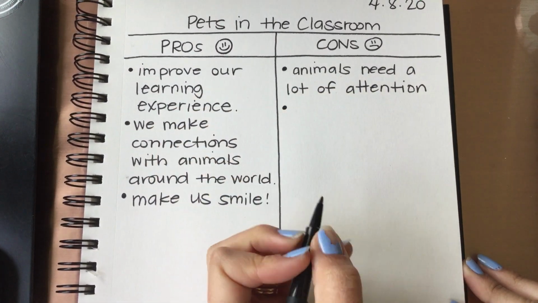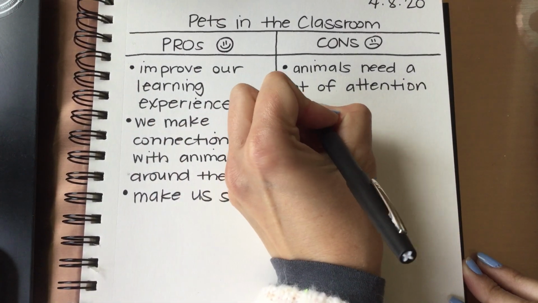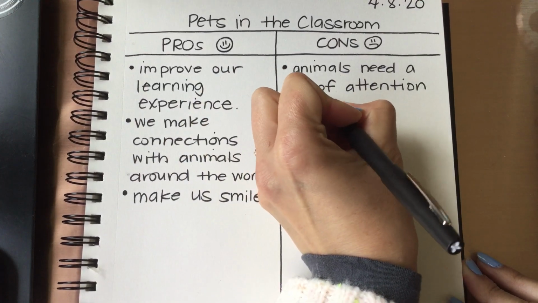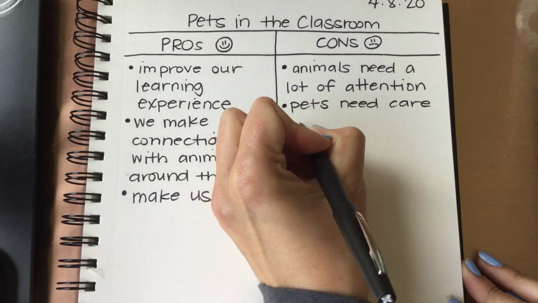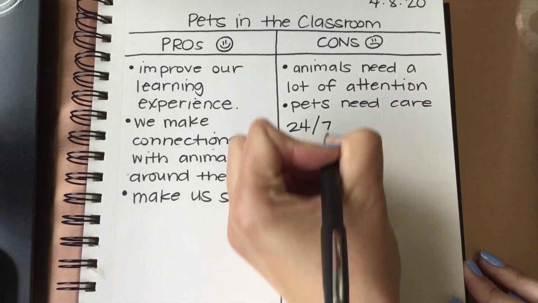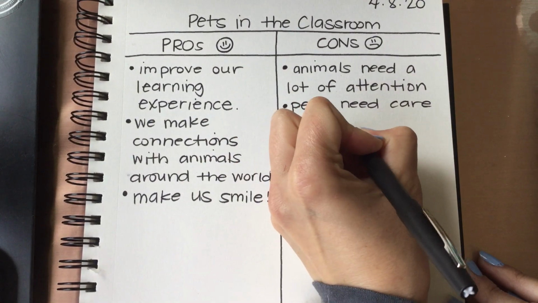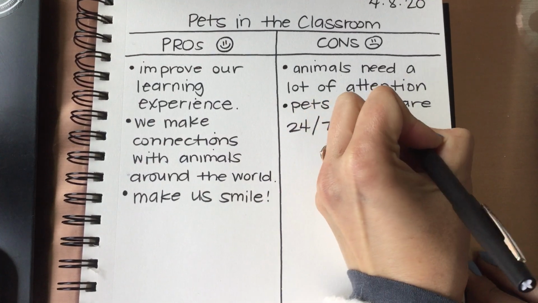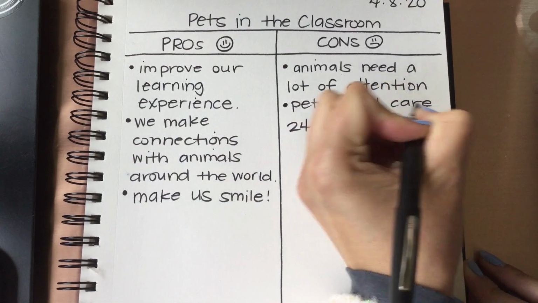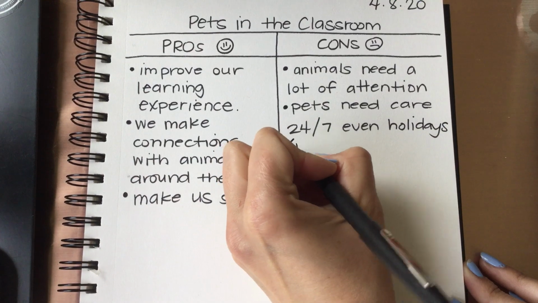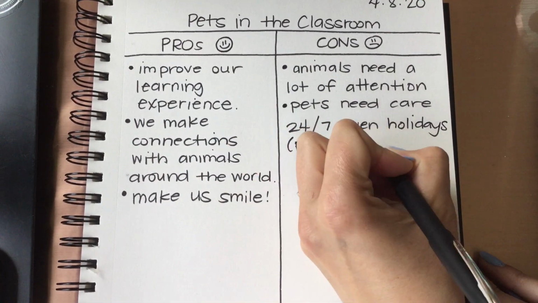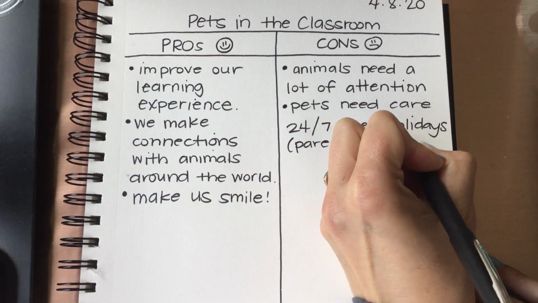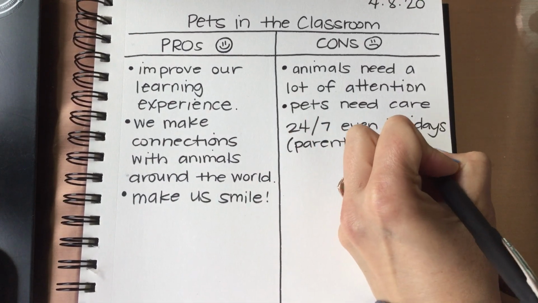Another one that I saw was that pets need care 24/7. So that's 24 hours a day, 7 days a week, even holidays. This means that parents would have to get involved. We can't just leave the pets and expect them to survive over summer break, huh? They still need to get fed and loved and taken care of.